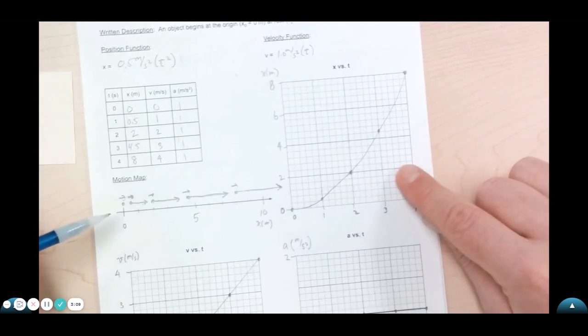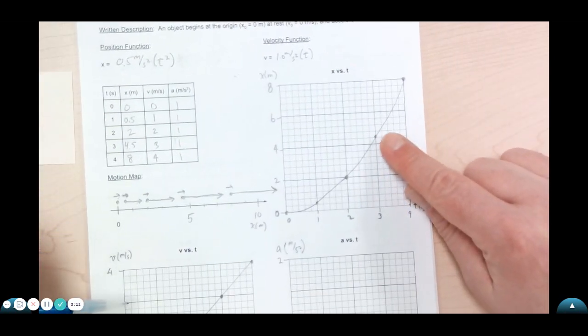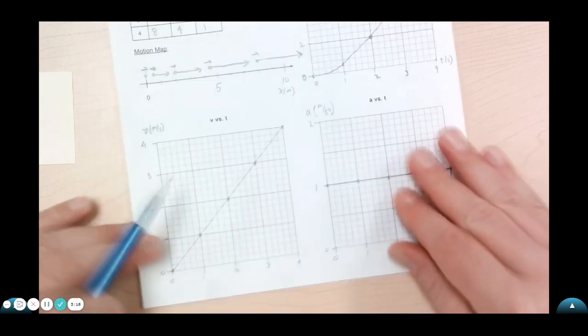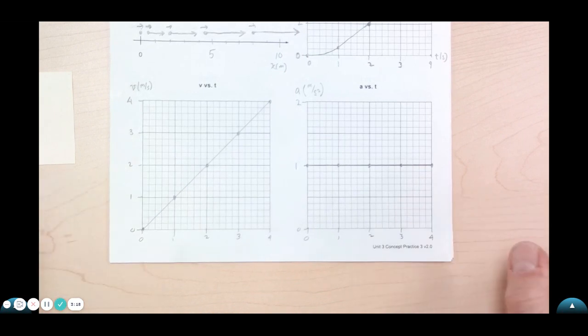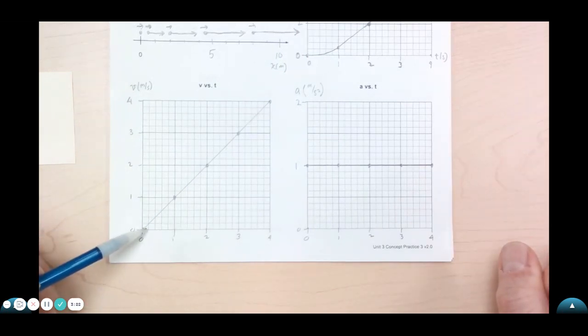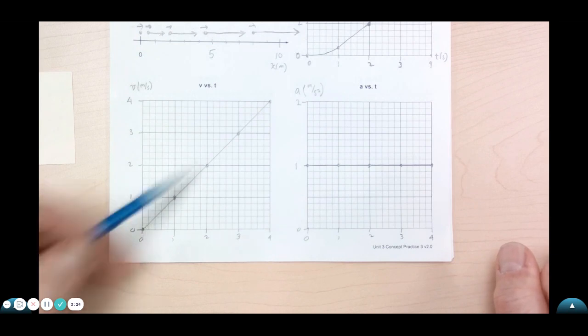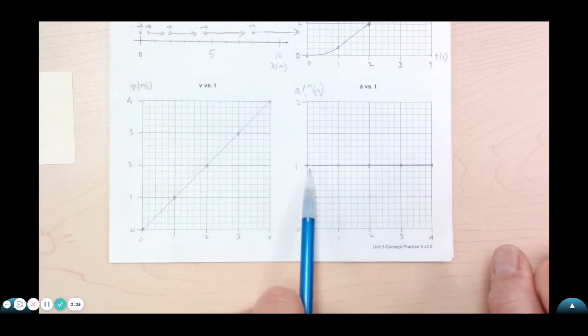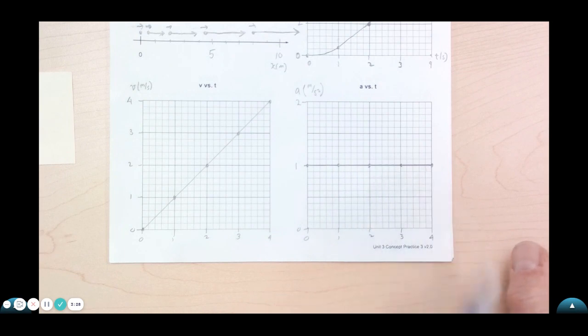Since the position function had a squared term in it, you're going to get a parabola. And the velocity and acceleration look like such. Like I said, for a constant acceleration, you're always going to get a linear velocity graph, and you're always going to get a horizontal or unchanging acceleration.